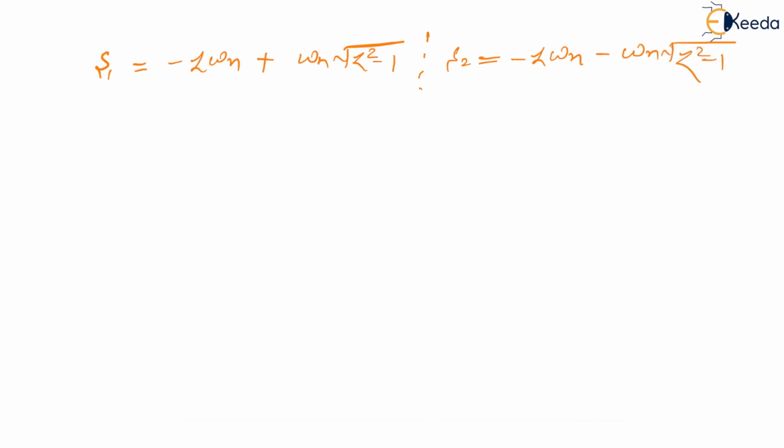So yes, S1 let it be equal to minus zeta omega n plus omega n into under root of zeta squared minus 1, and let me have another pole which is S2. Let me have that minus zeta omega n minus omega n into under root of zeta squared minus 1. Let us have that, correct? Now what happens, let us see. Do you agree that these particular poles are real poles? Yes. What happens is, I will tell you.